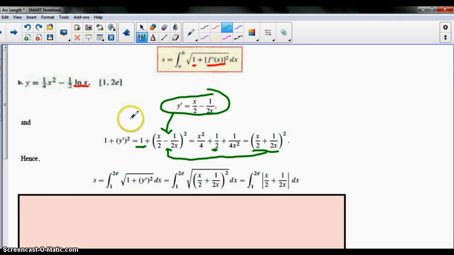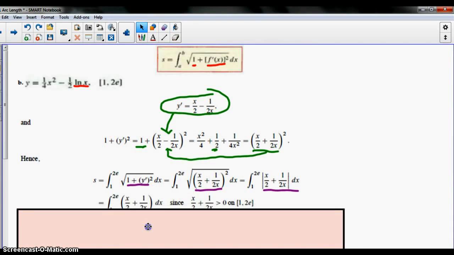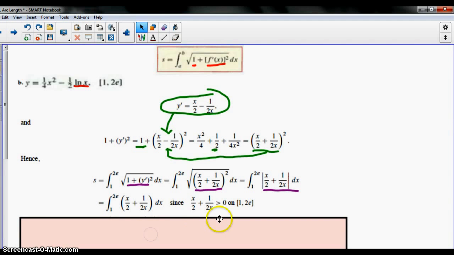Like before, we're substituting our answer right under here. So here it is. Take the square root, and we have our expression, the integral from 1 to 2e of the absolute value of x over 2 plus 1 over 2x. Now, we will also note that on this interval, this is a positive function, x over 2 plus 1 over 2x. Any value plugged in between 1 and 2e will result in a positive output, so the absolute value bars are not necessary in this situation.